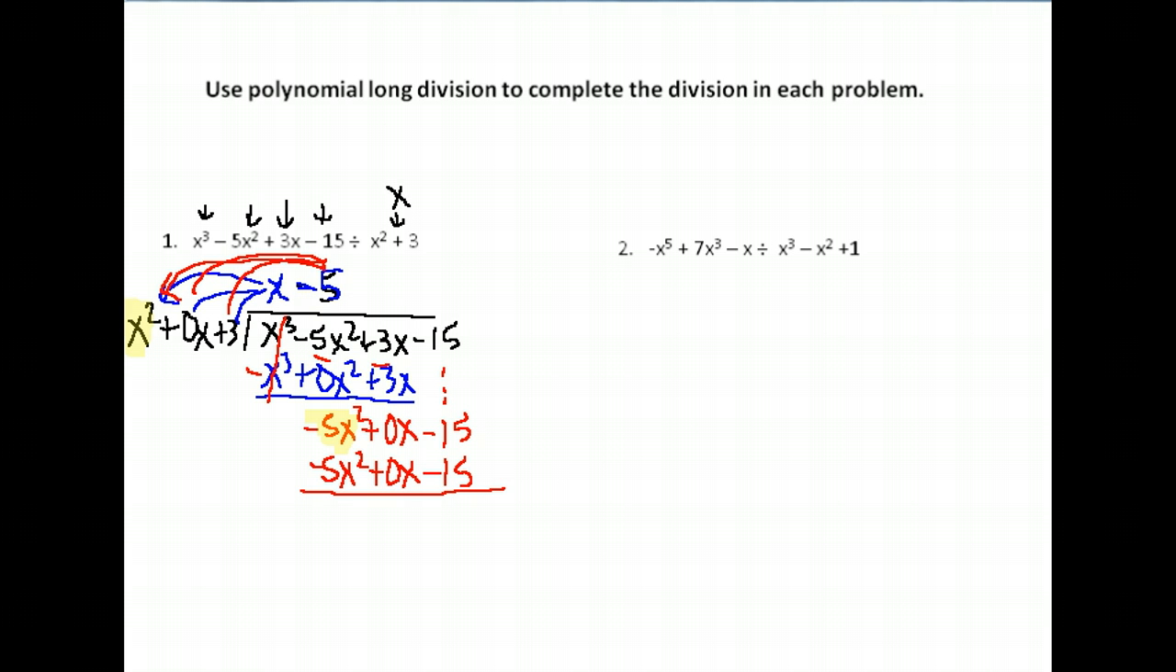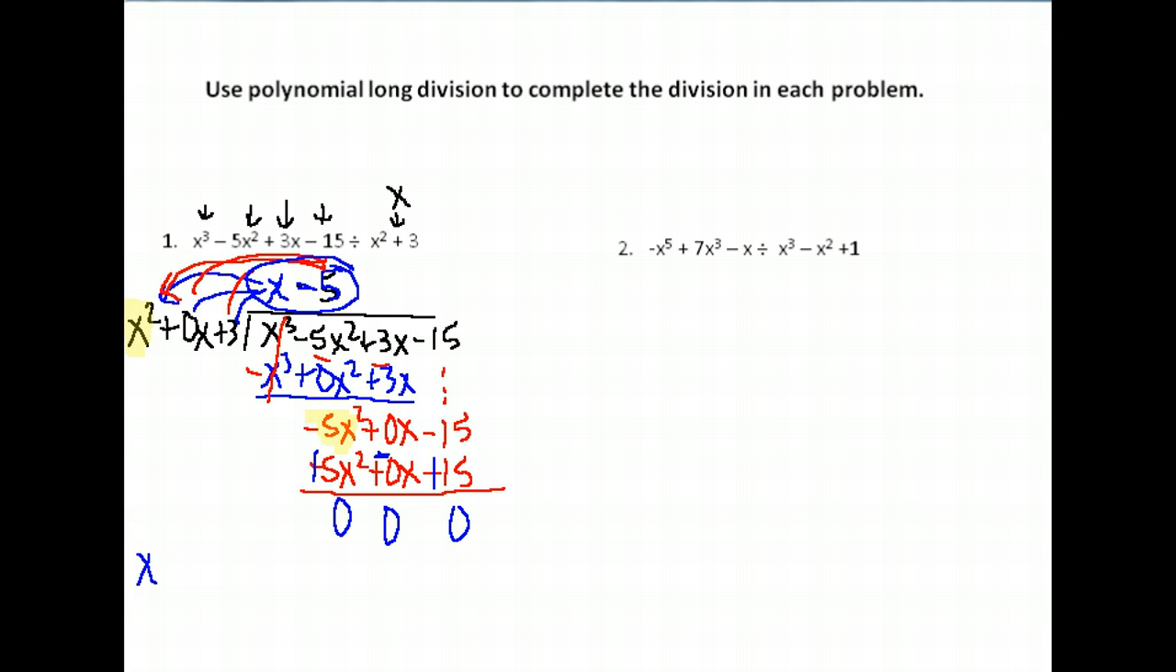Draw the line and do what? Change the signs. Okay? The 5x squared and negative 5x squared give me 0. The 0x's give me 0. And the negative 15 and the positive 15 give me 0. So I have no remainder. That means that this divides evenly. Okay? So my solution was x minus 5.